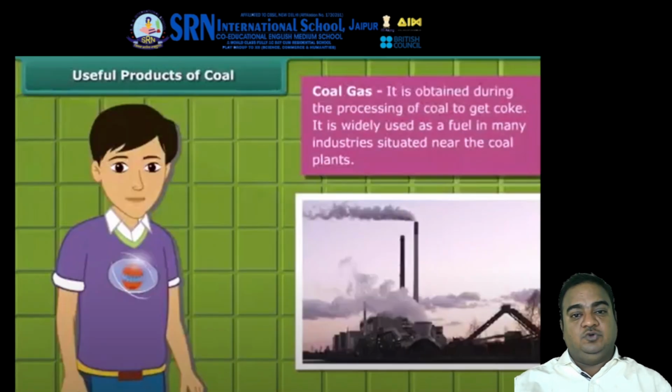Let us now discuss another useful product of coal. Coal gas. It is obtained during the processing of coal to get coke. It is widely used as a fuel in many industries situated near coal plants.